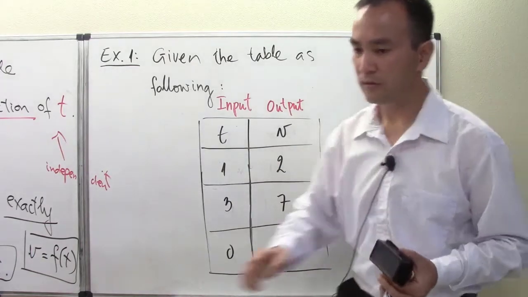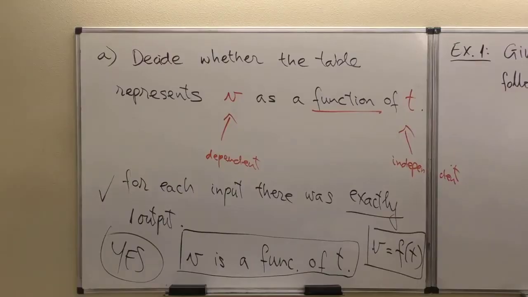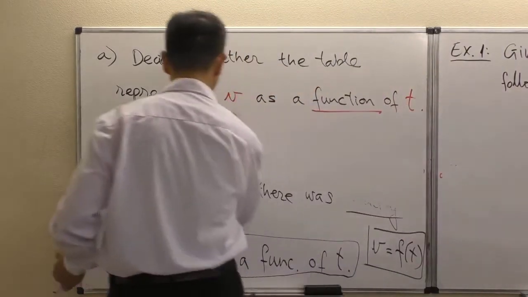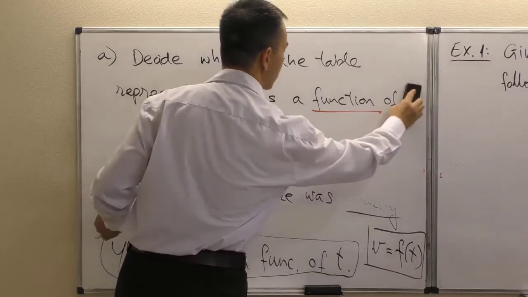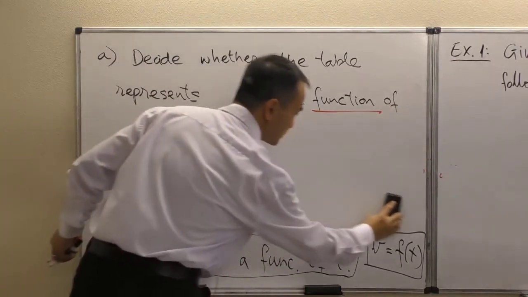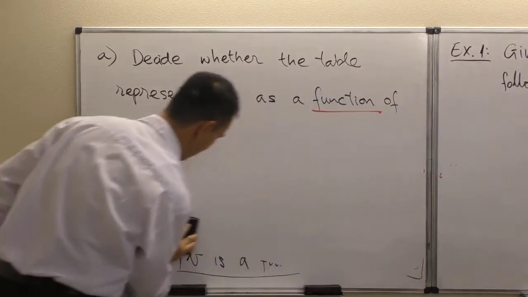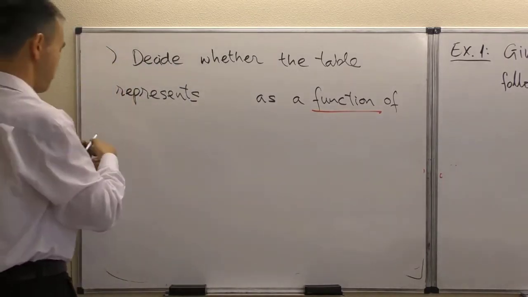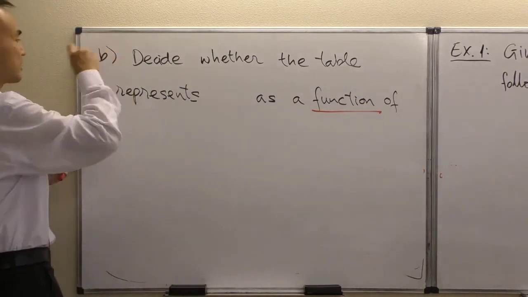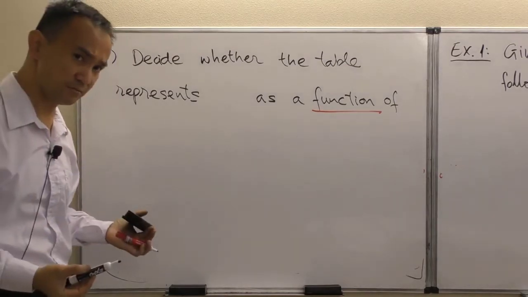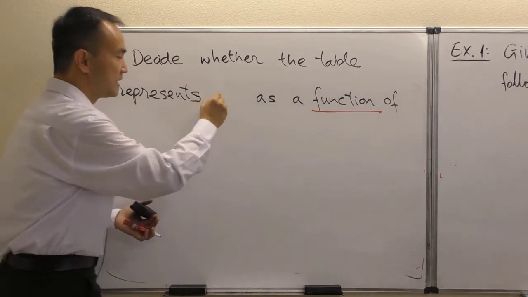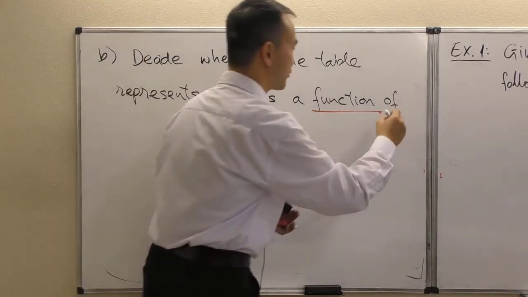And now I'm going to move over to the other board, and I'm going to write down the next question. We are still doing the exact same thing, but now I call that part B. I want to decide, for the same table, whether the table represents t as a function of v.